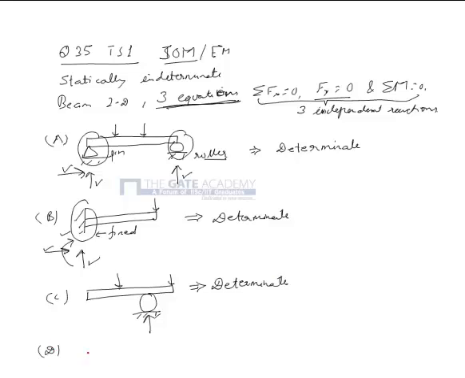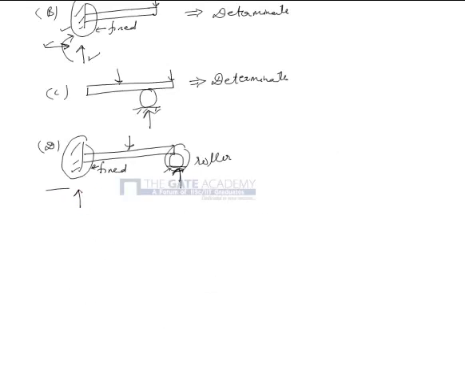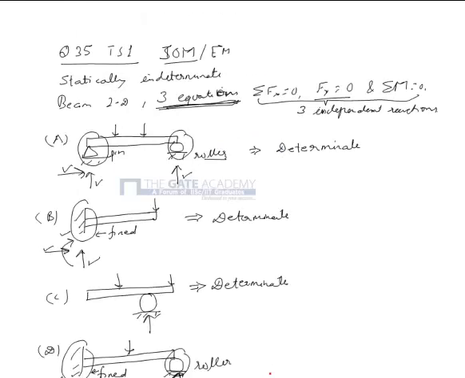Case D has a cantilever which is supported at the other end also. Now in this case there is a fixed support and there is a roller. The roller provides 1 vertical force reaction and the fixed support provides 1 vertical force reaction, 1 horizontal force reaction, and 1 moment reaction. So there are 4 unknowns and there are only 3 equations, so this is an indeterminate case.